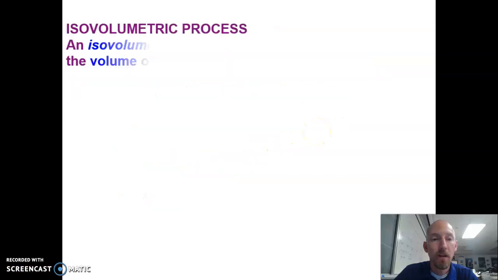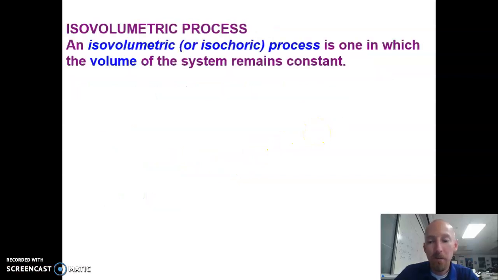First, we'll talk about something called isovolumetric. It's also called isochoric. Iso, that little prefix, means constant or unchanging. So this is a process whereby volume does not change. We've seen this before on graphs: if you have a vertical line, that means on the x-axis, which is your volume, your volume does not change. So if volume doesn't change, then work is zero.